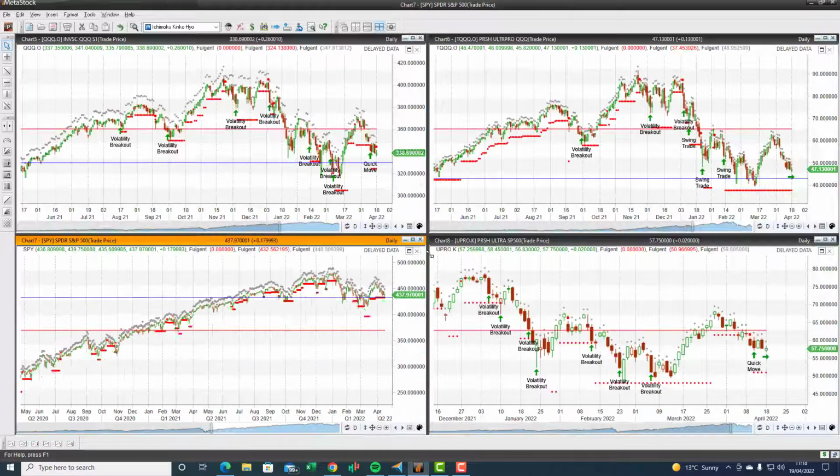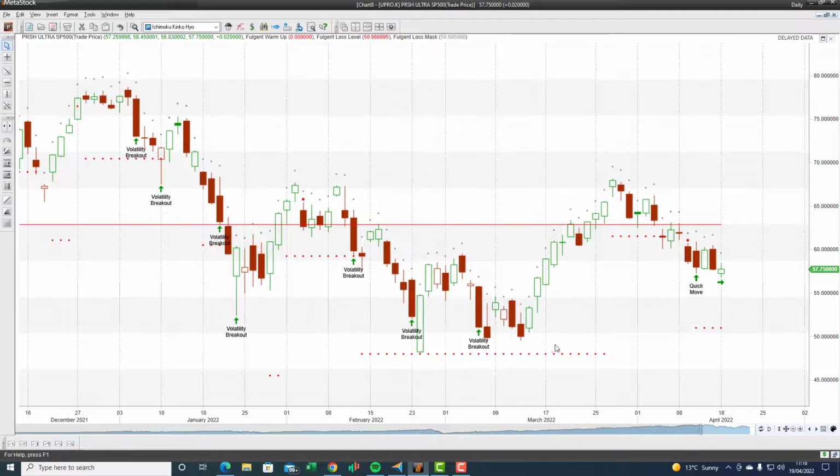Now, if we just look at the UPRO, which is a 3 times leveraged ETF of the Spider, you can see the last volatility breakout worked out beautifully. And we have a quick move signal on there with a very wide stop loss as the AI expects more volatility in this market. It's adjusting the stop loss to accommodate that type of volatility in the market. But the UPRO has also got a quick move signal in it.